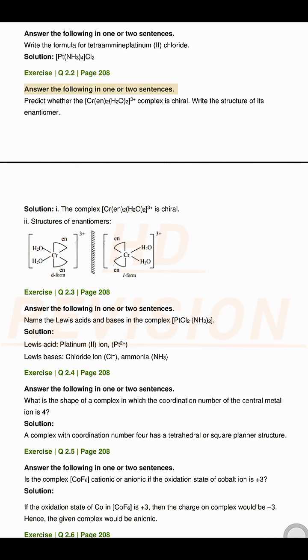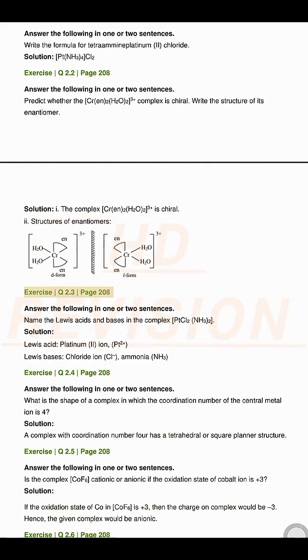Exercise Q2.2, page 208. Answer the following in one or two sentences. Predict whether the [Cr(en)2(H2O)2] complex is chiral. Write the structure of its enantiomer. Solution. The complex [Cr(en)2(H2O)2] is chiral. Structures of enantiomers are drawn.